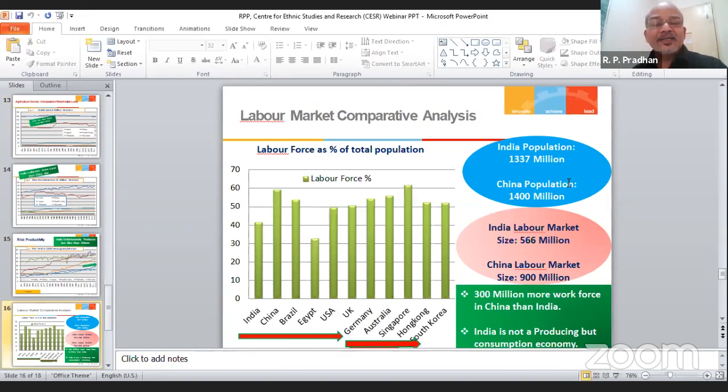Now, when I look at the labor market, it is a very strange phenomenon. We have 1,337 million people living today, and out of that, 566 million people is the pre-COVID labor market size. That many people work in India. Compared to that, China's 900 million people are working. That means 300 million more people are working in China. You can see the graph here: ours is nearly 41% of the population in the working space, whereas China's is 59% and so on.